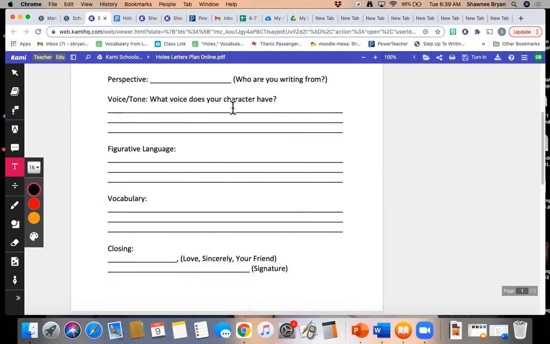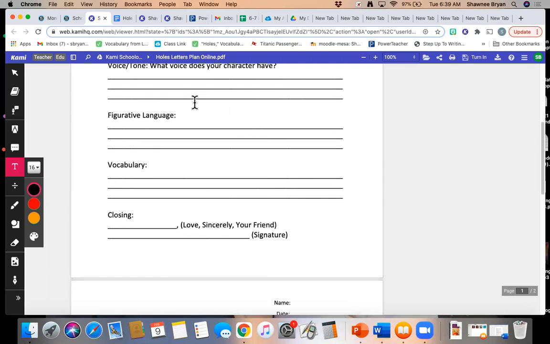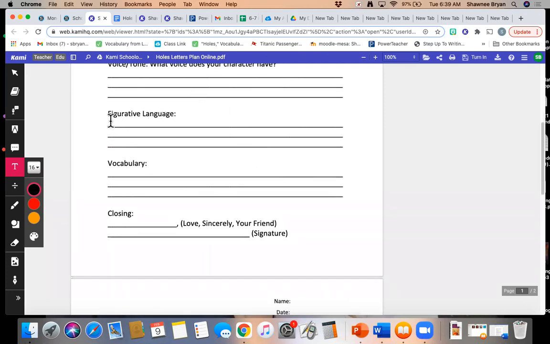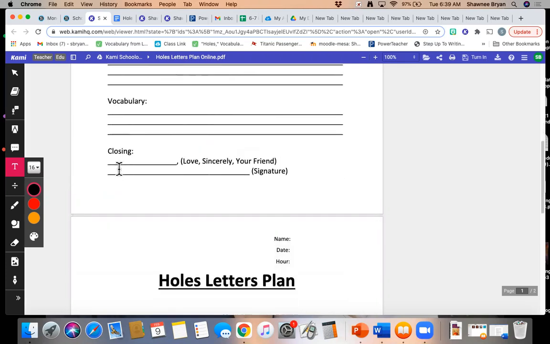Voice and tone, what voice does your character have? How are you going to sound like this person? Figurative language, what figurative language are you going to use in this letter? What vocabulary words are you going to use in this letter? And then how are you going to close? Is it going to be love, sincerely, or your friend?